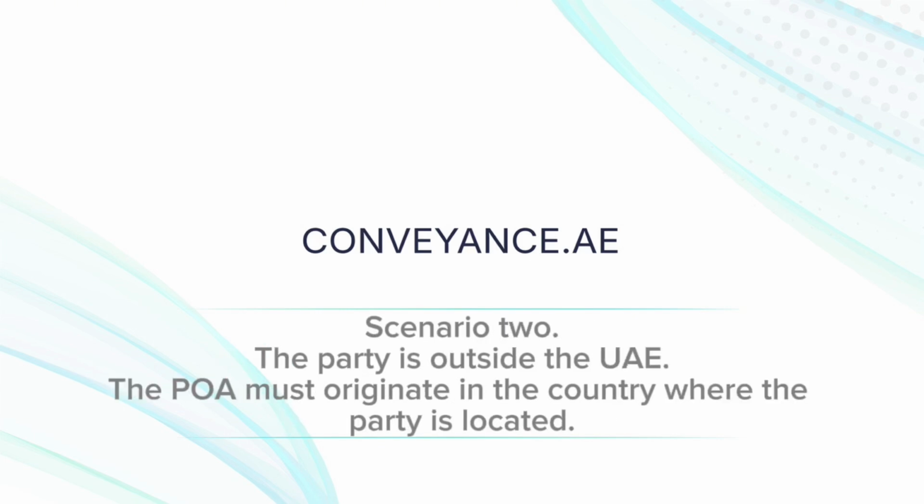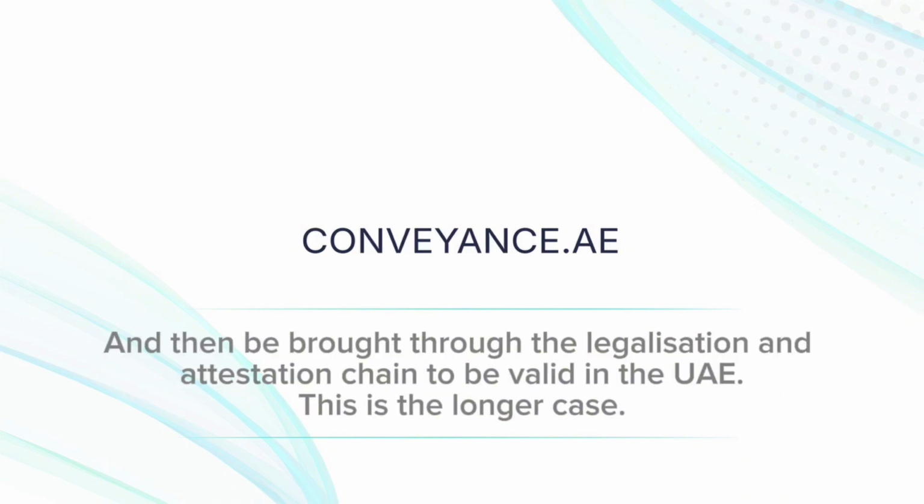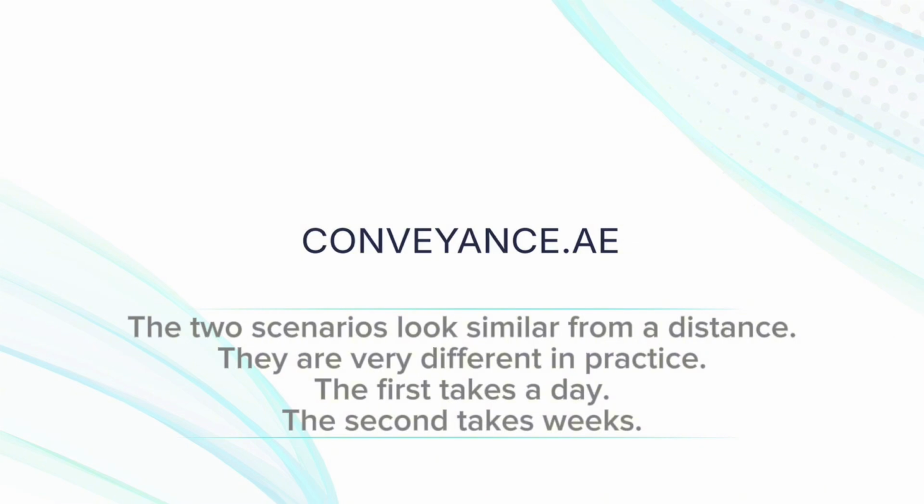Scenario 2. The party is outside the UAE. The POA must originate in the country where the party is located, and then be brought through the legalization and attestation chain to be valid in the UAE. This is the longer case. The two scenarios look similar from a distance. They are very different in practice. The first takes a day. The second takes weeks.